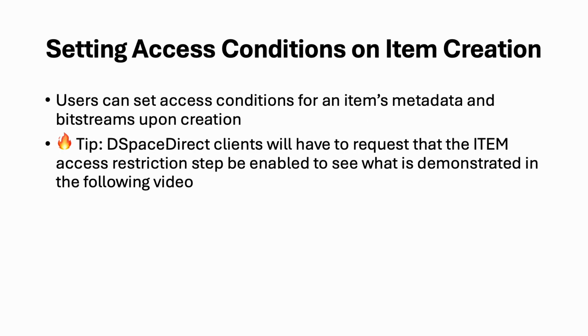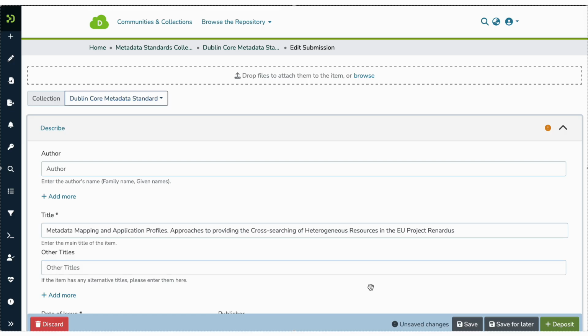Users can set access conditions for an item's metadata and bitstreams upon creation. Please note that DSpace Direct clients will have to request that the item access restriction step be enabled to see what is demonstrated in the following video.